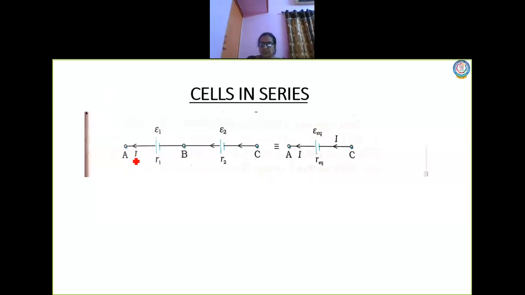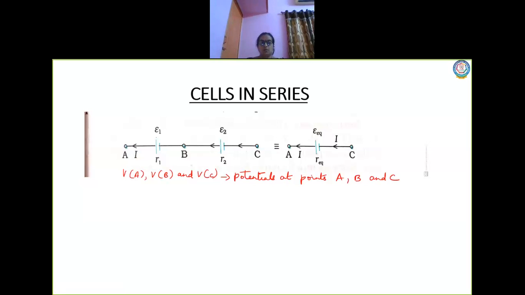So what are the potentials? Let me adjust this, children. VA, V of B and V of C. What are these? They are nothing but the potentials at points A, B and C. So where are these points, children? At this point A, VA is the potential. At this point B, VB is the potential. And at this point C, VC is the potential.